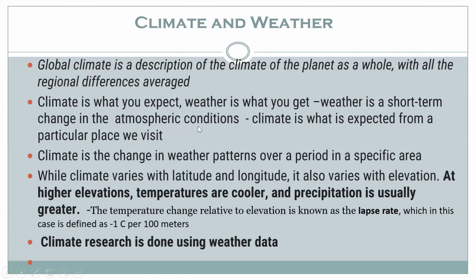Climate for a layman, if you want to explain: climate is what you expect. Weather is what you get. Weather is a short-term change in the atmospheric condition. Climate is what is expected from the particular place we visit. For example, we go to Kandy or Nuwara Eliya, expecting clean blue skies. That is the climate that we expect. But when we go there, it starts raining. So weather is what you get.